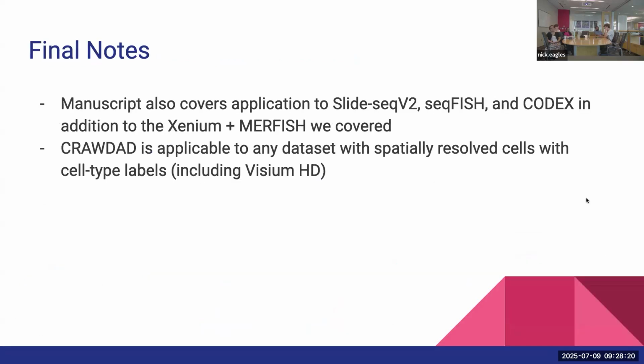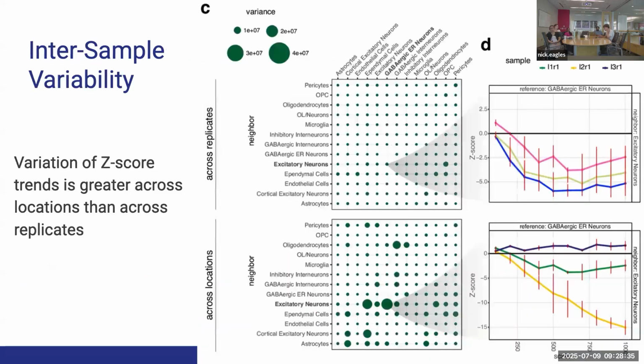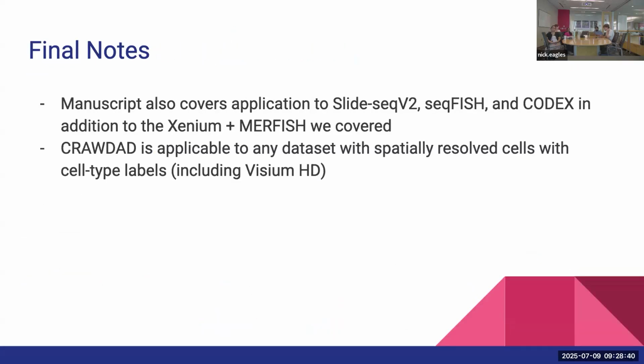The manuscript covered a few different examples that I didn't show today. They covered a bunch of different spatial technologies, including Slide-seq v2, seqFISH, and CODEX. We had covered Xenium, and I didn't mention that this was a MERFISH data set here. This method is applicable when all it takes as input is the spatial locations of cells and the labels for the cell types. I've been trying this out with Visium HD, and if you have sufficient resolution where you can get individual cells, this CRAWDAD is going to work pretty well. So there's a lot to explore here. And yeah, that's all.